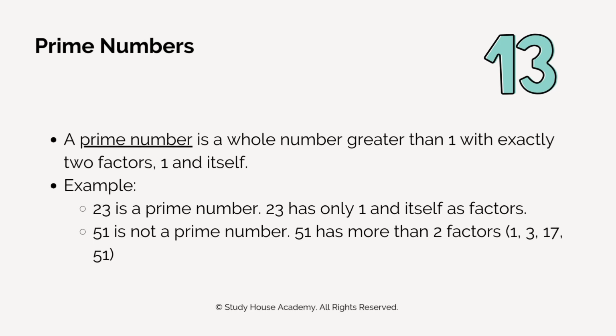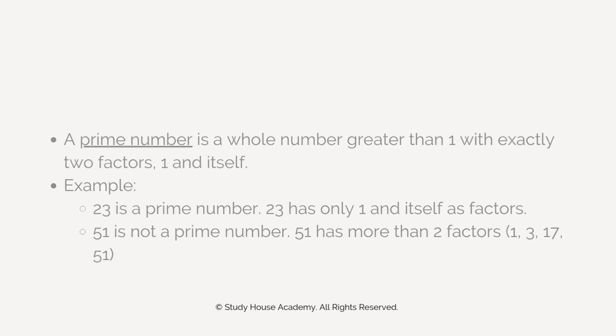A prime number is a whole number greater than 1 with exactly two factors, 1 and itself. 23 is a prime number because 23 has only 1 and itself as factors. 51 is not a prime number because it has more than two factors: 1, 3, 17, 51.